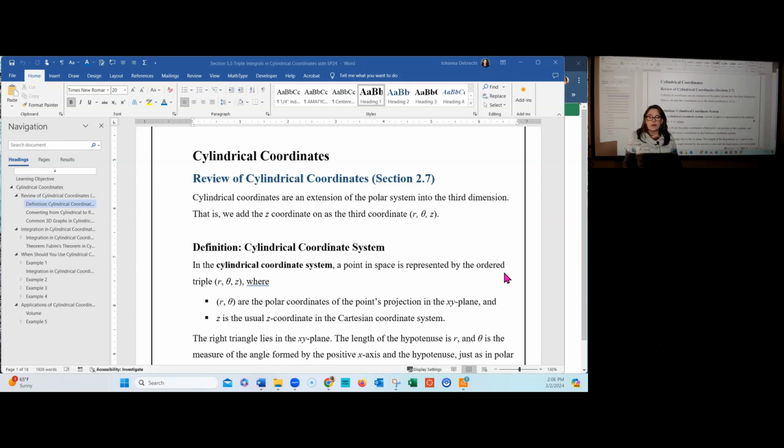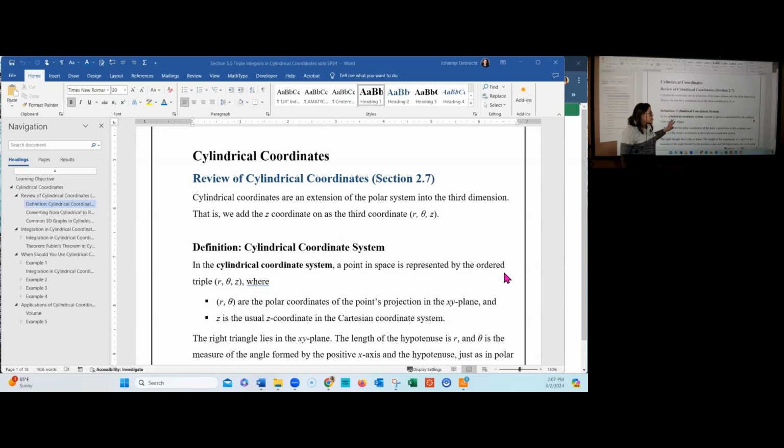We're going to start with a brief review of cylindrical coordinates. Remember that cylindrical coordinates are based upon the polar coordinate system, which of course we did review when we were working in section 5.3. In this case, we extend the polar coordinate system into the third dimension by adding z to the polar coordinates. This gives us ordered triples r, theta, and z.